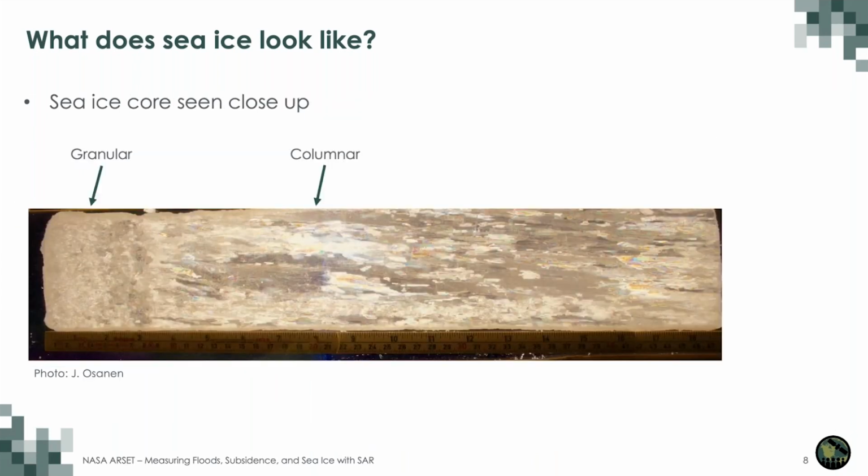So here is a close-up. We've seen it from the side, sliced in a very, very thin sheet. It's the same core, but it's now cut into a small piece. And we can see that the crystal structure looks very different. At the top, we have the so-called granular ice, and lower down, you can see more columnar ice. And the structure of the crystals affects what the radar can see.